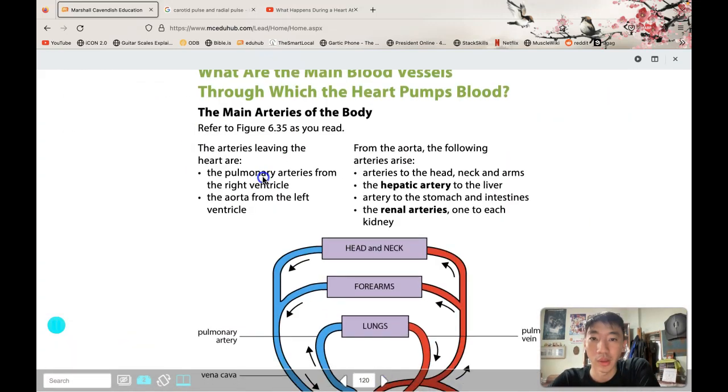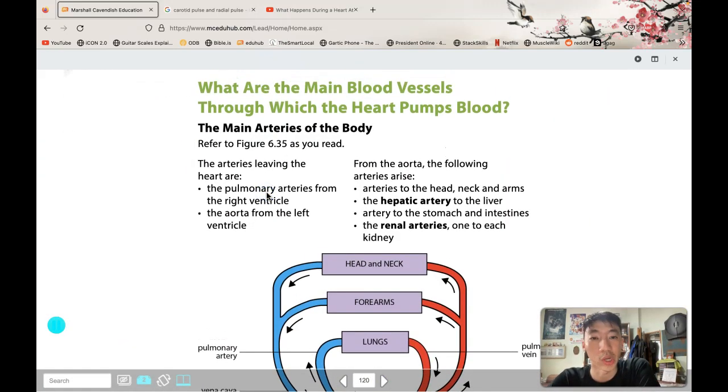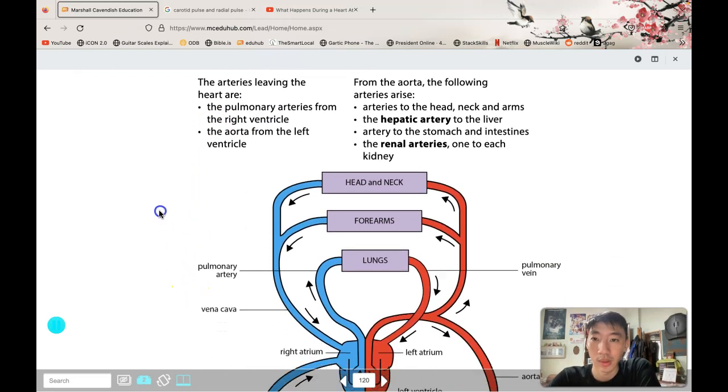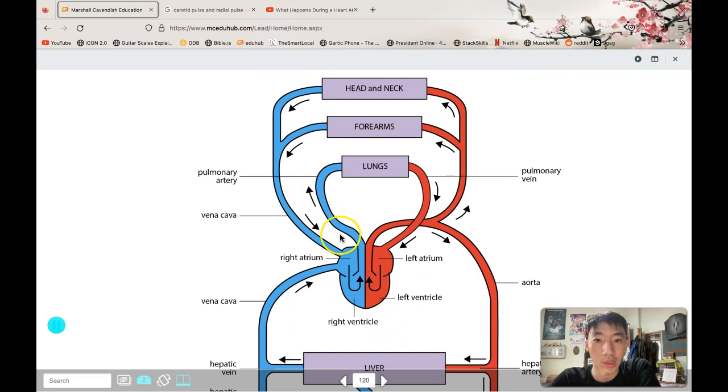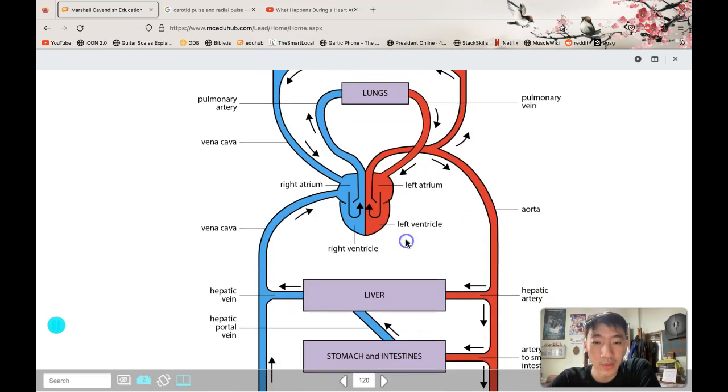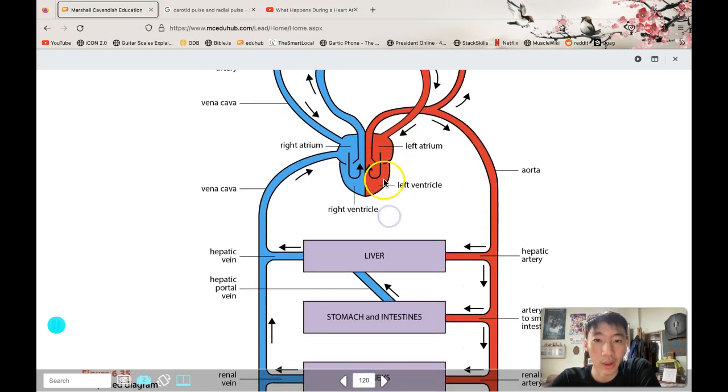Okay, let's talk about the main blood vessels through which the heart pumps blood. And these are basically just some names for you to know. Okay, the arteries that are leaving the heart. Let's just get straight into it. So let's talk about the ones that we already know. We know that our heart is going to pump blood through the aorta. The aorta is one of the largest arteries in our body. It's about the size of a garden hose. Right, and these will eventually split up into the various arteries.